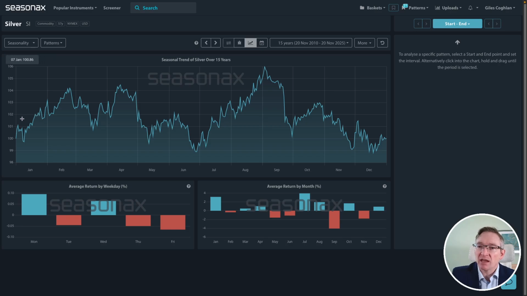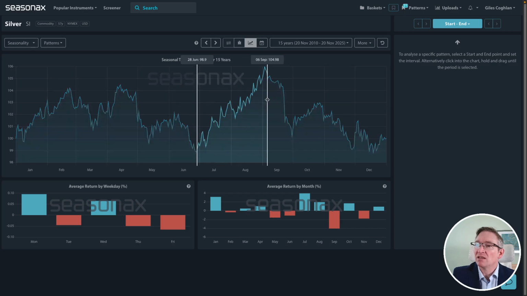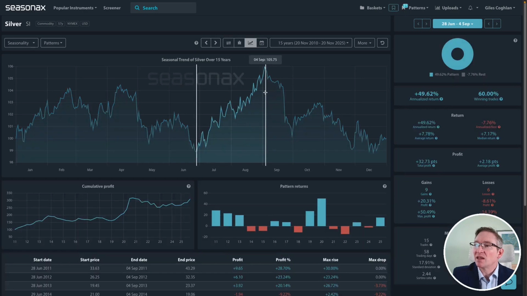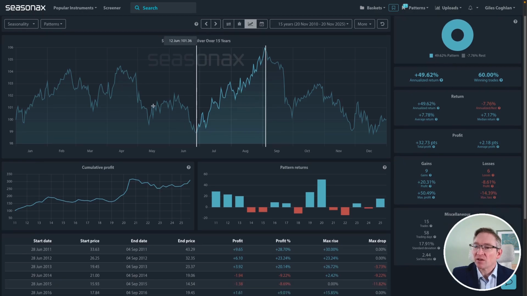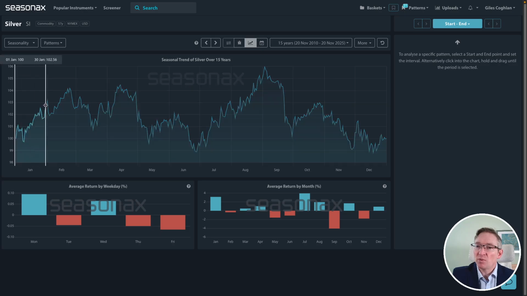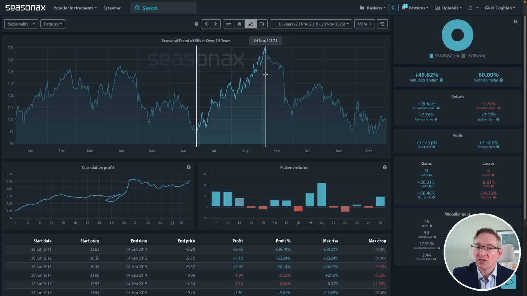Now, if we look here, we can also see these in more detail. If you look from January to the end of February, look at that, a 73% winning trade percentage. We can get into more detail here. Look at the end of June into the start of September, an average return of 7.78%. So we can start to see the strength of the trend in these two periods of positive seasonality. That gives us those two windows, which is really, really interesting.